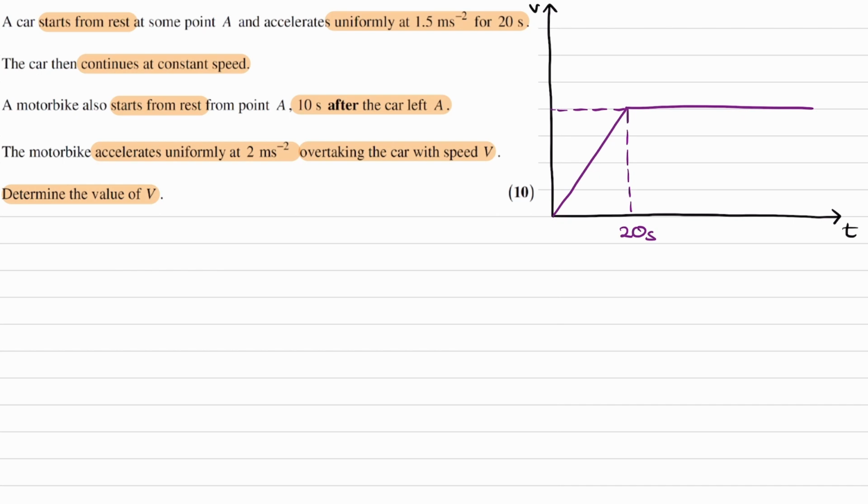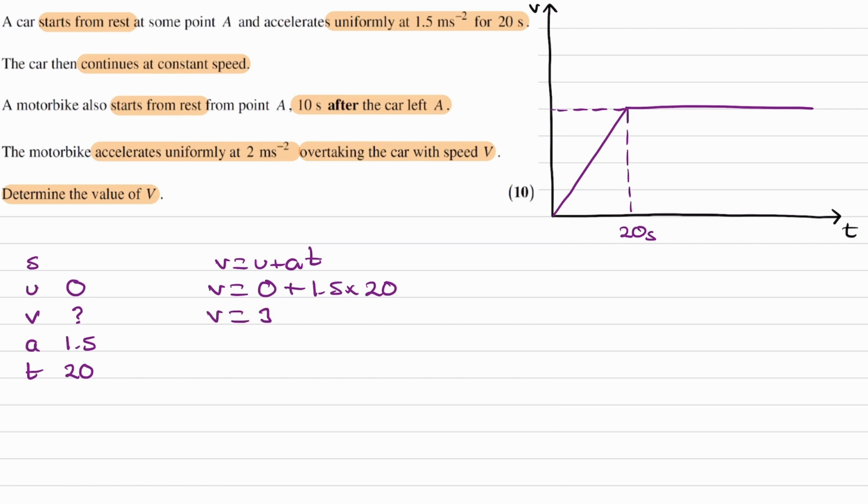We know that if we draw out a Suvat table, it starts from rest, meaning that u is 0. The acceleration we're told is 1.5, and this occurs over 20 seconds. That's what we're told up here. We can work out what v is from this, so we can use v is equal to u plus at. v is then equal to 0 plus 1.5 times 20. So that will end up being 30 meters per second. So that's the speed that we have here.